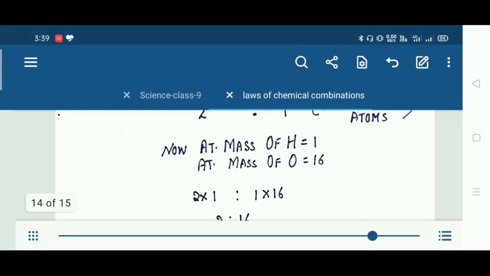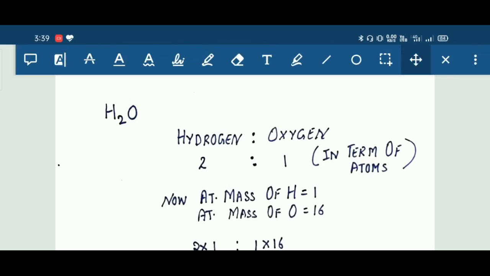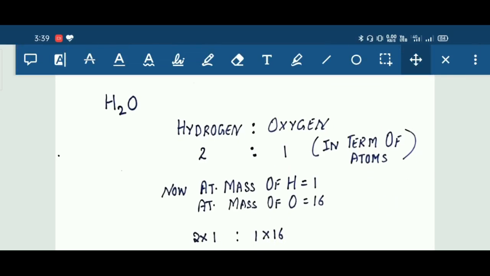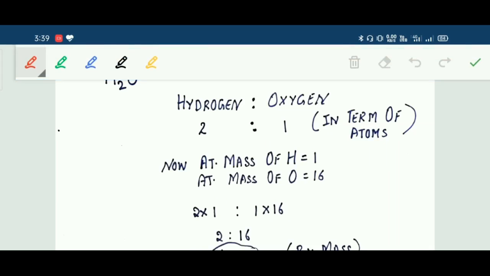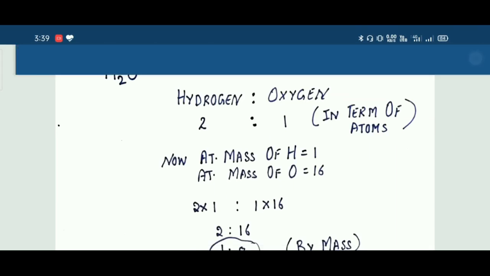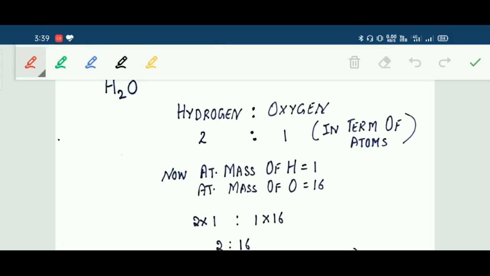Let's discuss this with the help of an example. Now students, we know that water is a compound which is made up of hydrogen and oxygen, and in one molecule of water we know that there are two atoms of hydrogen and one atom of oxygen. So basically one molecule of water is made up of two atoms of hydrogen and one atom of oxygen.